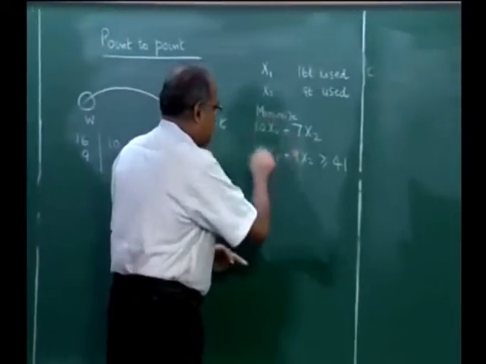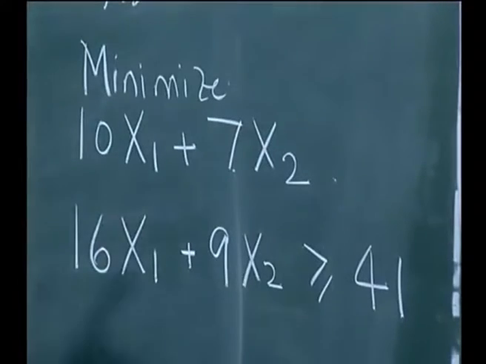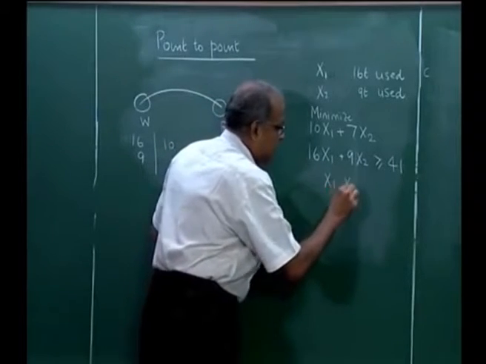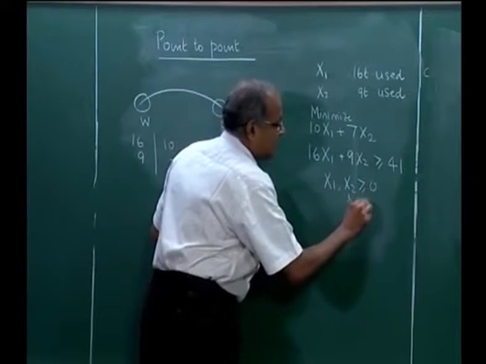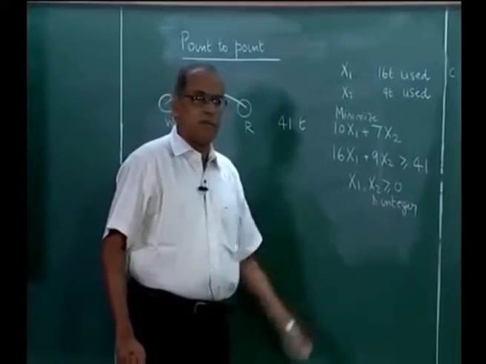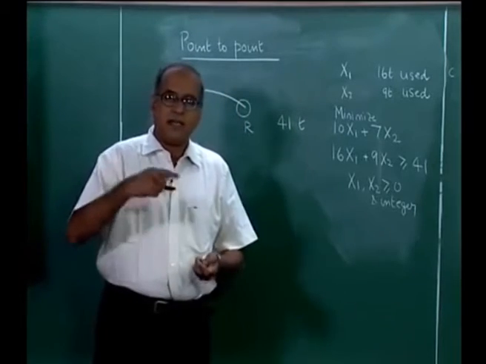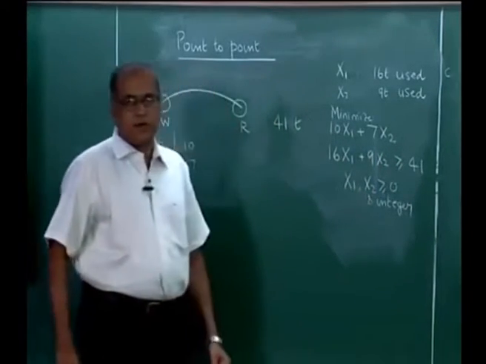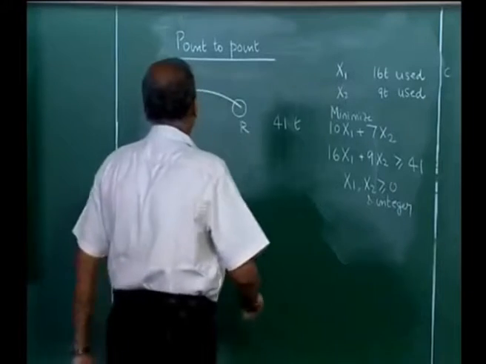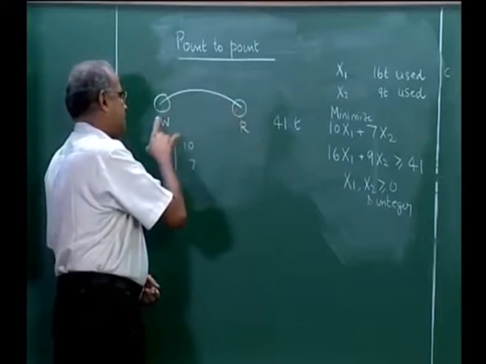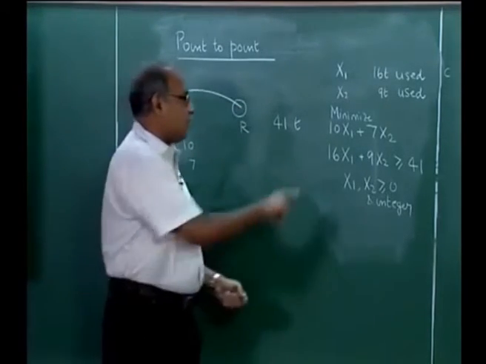So, the problem is to find out x1 and x2, that minimizes 10x1 plus 7x2 subject to 16x1 plus 9x2 greater than or equal to 41, x1, x2 greater than or equal to 0 and integer. Now, the integer is extremely important because we can only hire an integer number of trucks. So, it becomes a very simple linear integer programming problem, and if we are going to consider only point to point from one supply to one destination or one warehouse to one retailer, there is going to be only one constraint.